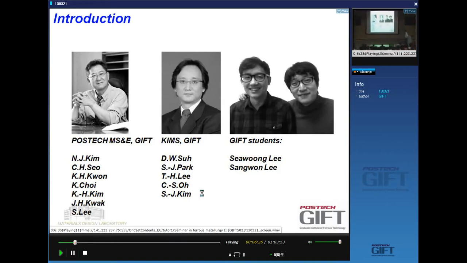Professor Dong-Woo Suh, his work at Kim's, his co-workers at Kim's, and his early work, certainly at GFT, really, I think personally, showed that it is very important to have delta ferrite in these microstructures of steels. And then I also have very clever graduate students, Seung Lee and Sung Lee, who have come up with very interesting ideas in the course of their PhD work, and I'll share some of their results with you.